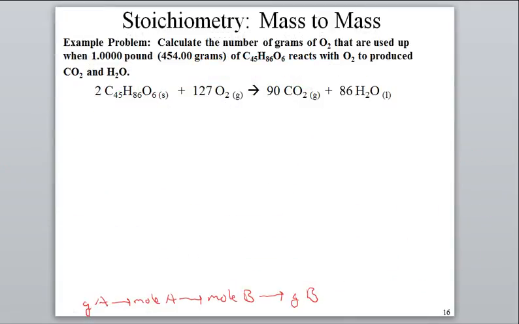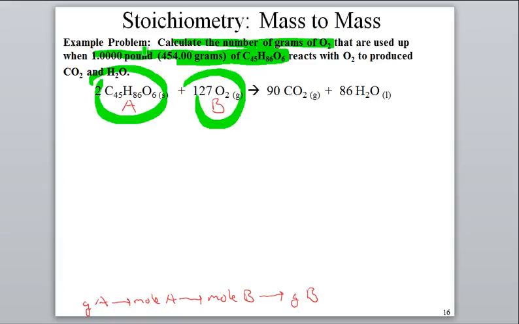Shown on this page is another stoichiometry problem. Read through the problem, determine the A and the B. Go ahead and pause the video, write that down, and then we'll take it another step. As we read through the problem, the chemical that has information given, which is our A, is this fat molecule. The B, this time, is oxygen. So our B and our A are both on the reactant side.